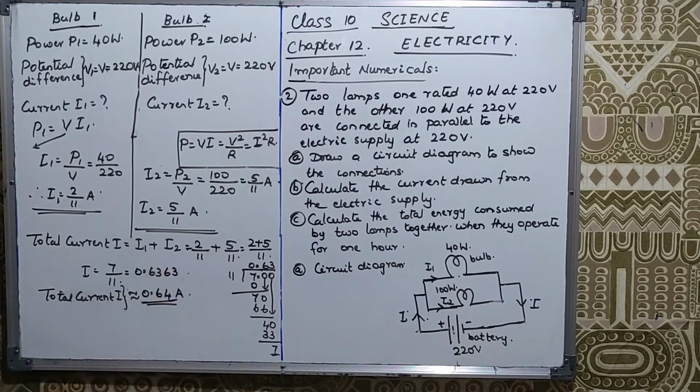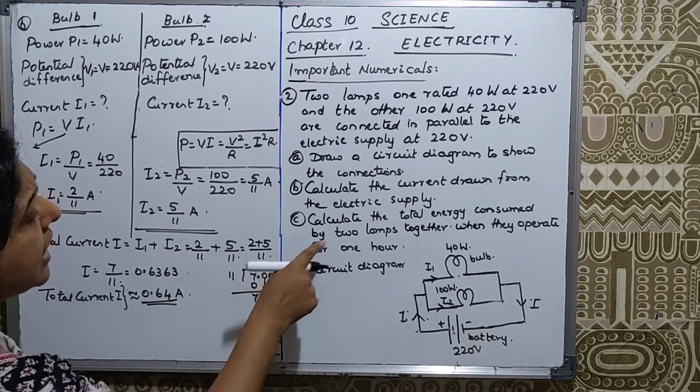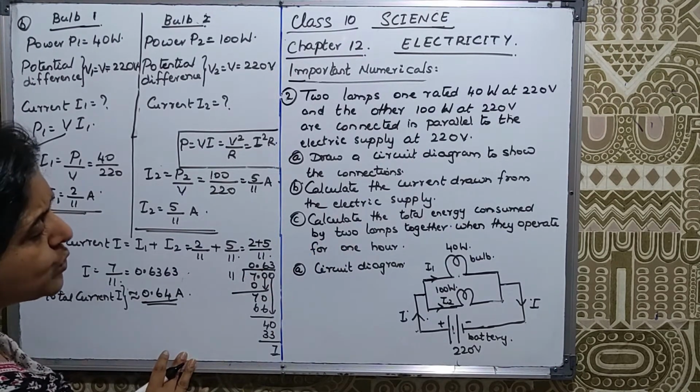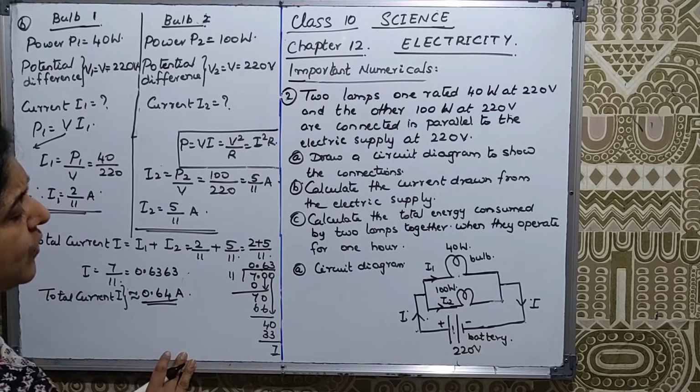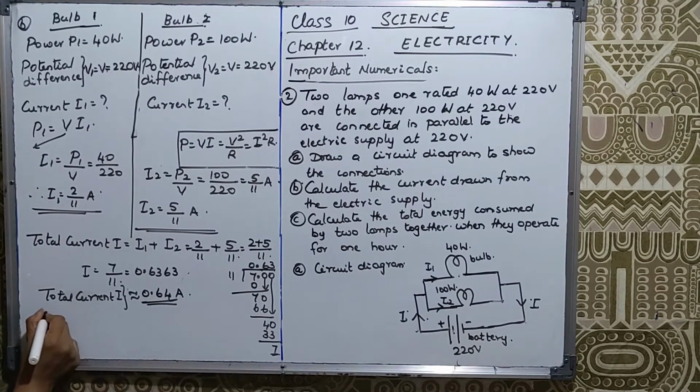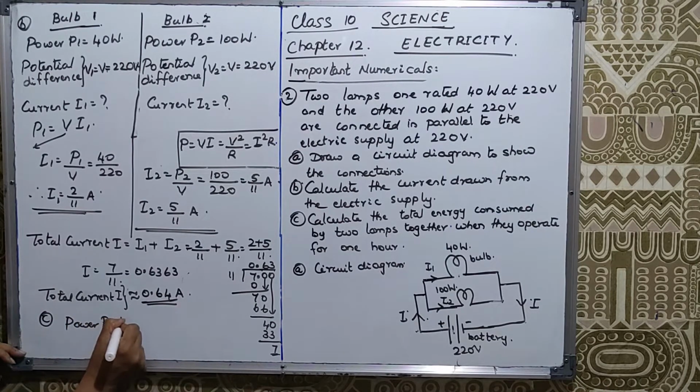Now the C part. So the A part we completed. This was the B part. Now the C part they told you: calculate the total energy consumed by the 2 lamps when they operate for 1 hour. So for the C part, I am writing once more, power P1 equal to 40 W.